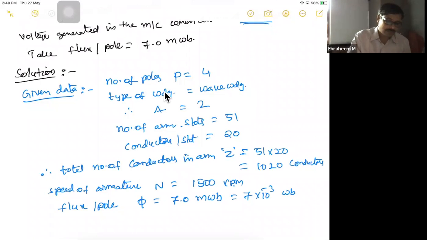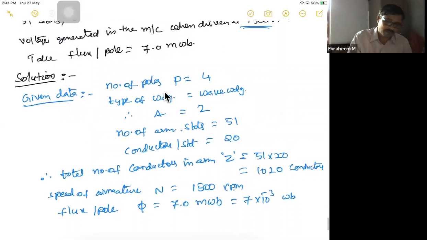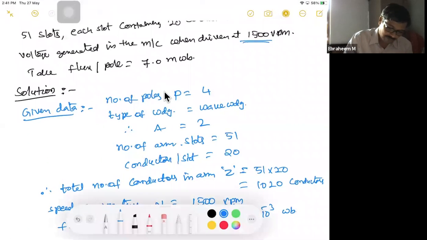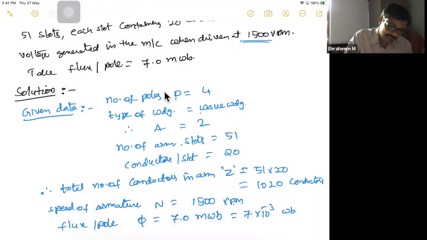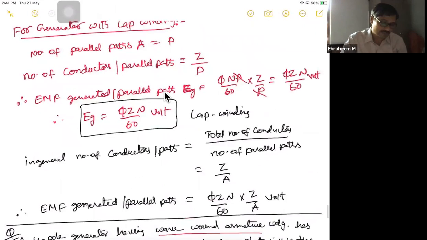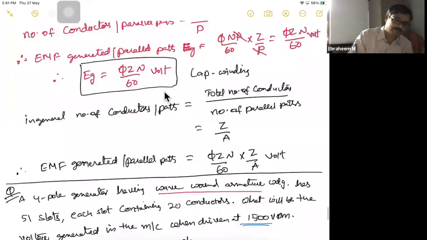Right. So what is the question? What will be the voltage generated in the machine? So what is the formula for a wave? What type of machine is it? It is a wave connected winding. In the problem it is given, a 4-pole generator having a wave wound armature. So for a wave wound armature, what is the formula here? Eg is equal to phi ZNP by 120.